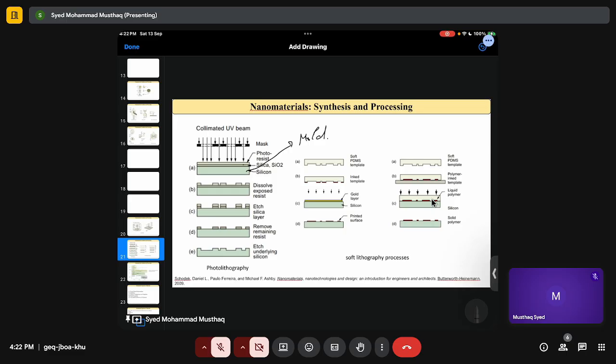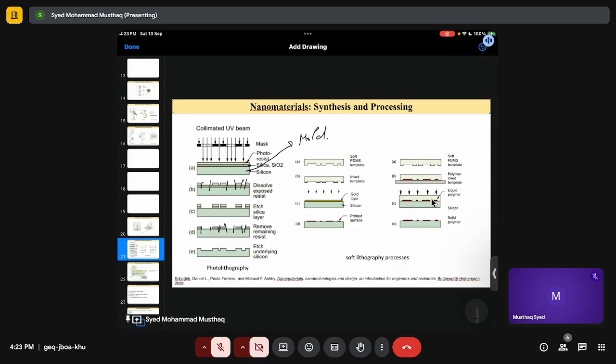So you apply photoresist and then you put a mask and then you apply UV light. UV light will go through, and wherever the mask is not there, it will react with the photoresist. And then if you treat with acids, whatever photoresist reacted will get washed away. Then the silica layer can also be etched with some acids. So this layer will be eaten away by acids. Now I am left with these parts. So I will remove the remaining resist and then I will etch the underlying silicon. So I am going to etch this part.